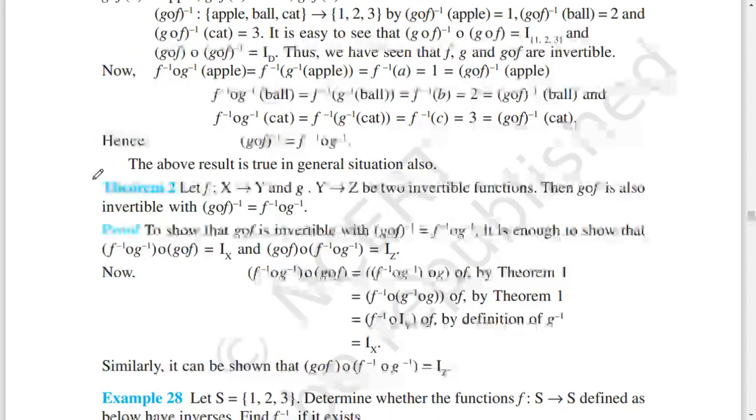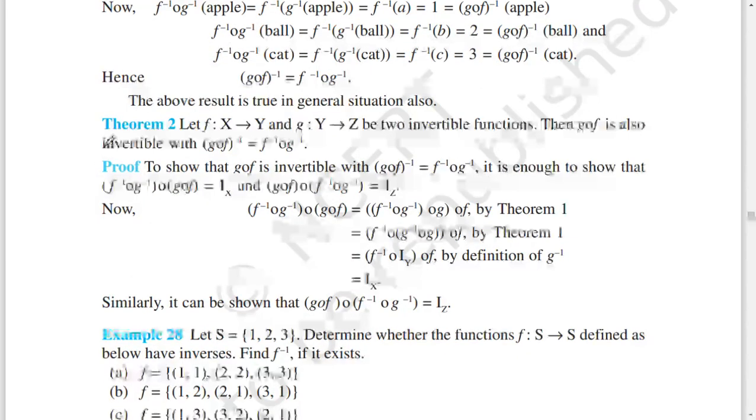The above result is true in a general situation also. Next, Theorem 2. Let f: X → Y and g: Y → Z be two invertible functions. Then gof is also invertible with gof inverse equal to f inverse o g inverse.